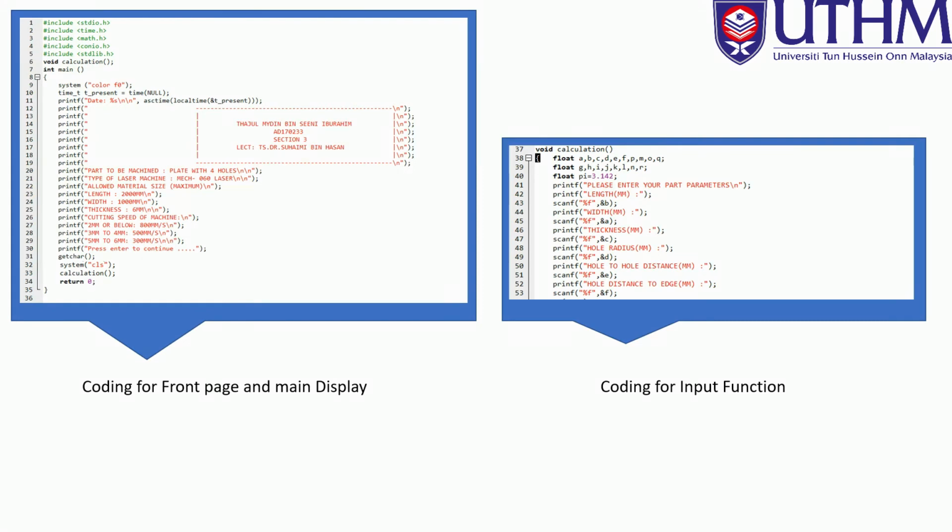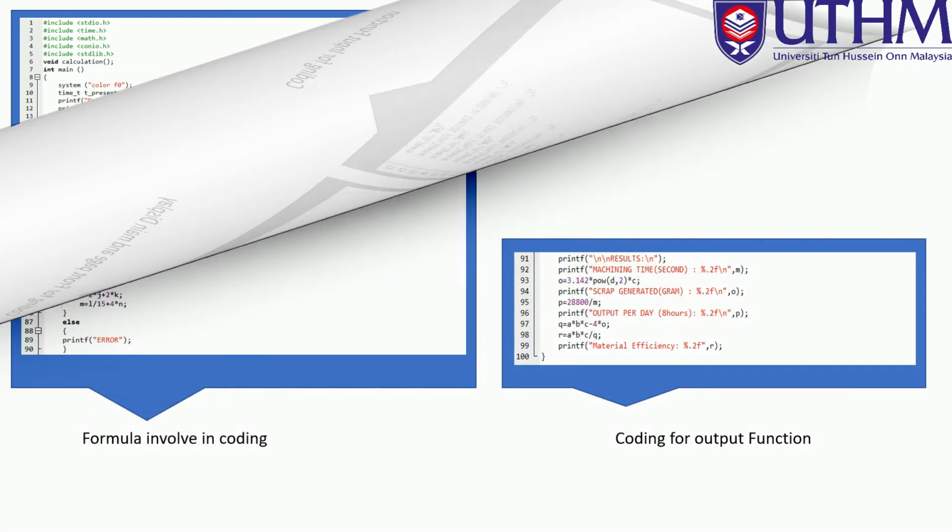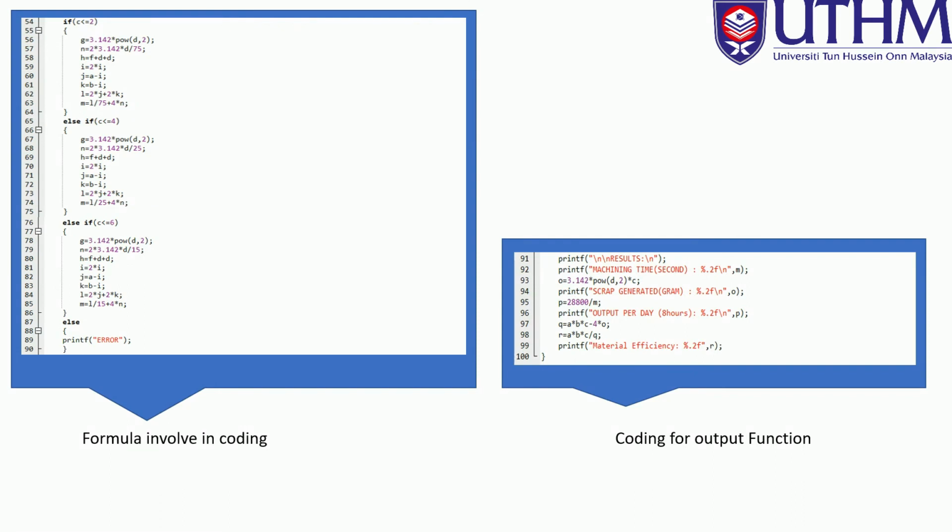Here is the coding that will be used in Dev C++ for the front page, which is the main display, and also the coding for the input function. And here is the formula involved in the coding for Dev C++, as I showed in the flowchart before this. This is the coding that we will be using, and the coding for the output function is on the right.